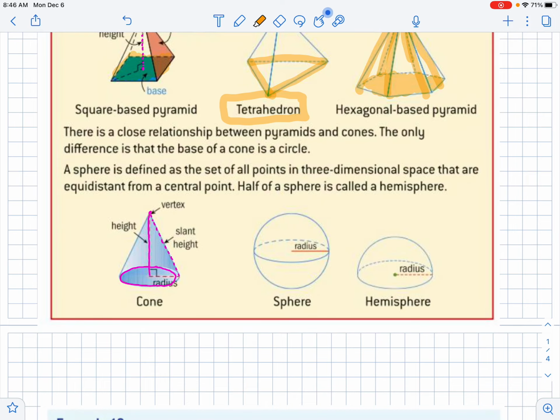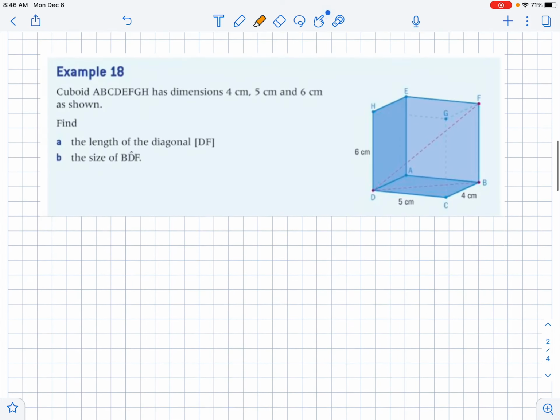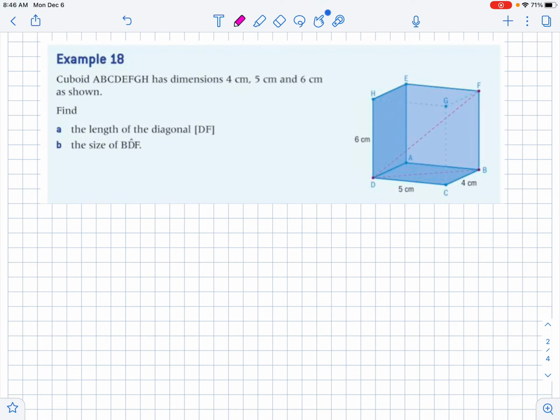Okay, let's actually do some problems now that we have some vocab. Cuboid ABCDEFGH. So cuboid is just another funny word for a rectangular prism. I realize it has that word cube in it, but it's not a perfect cube. It doesn't have all sides the same. It's made of rectangles. It's a 3D rectangle where every side is a different rectangle. Or it doesn't have to be different, it just is a rectangle.